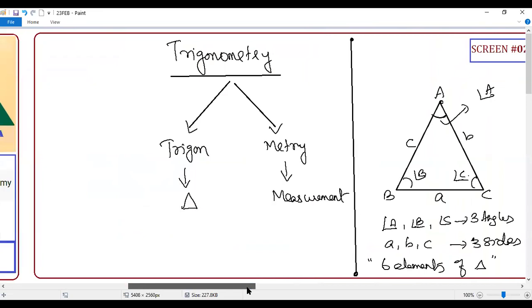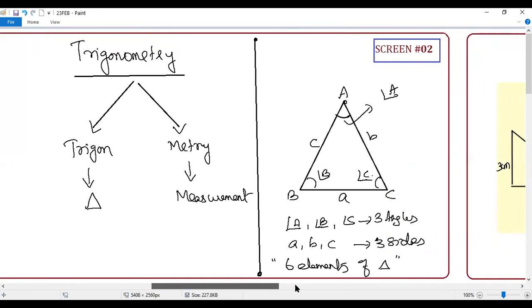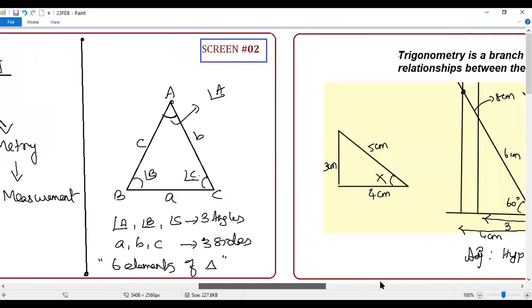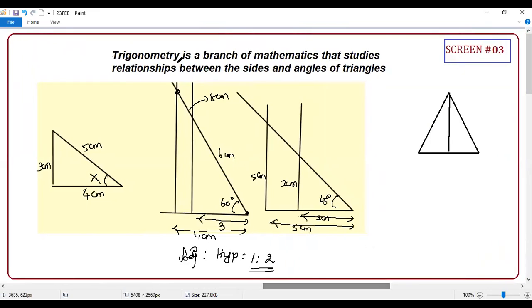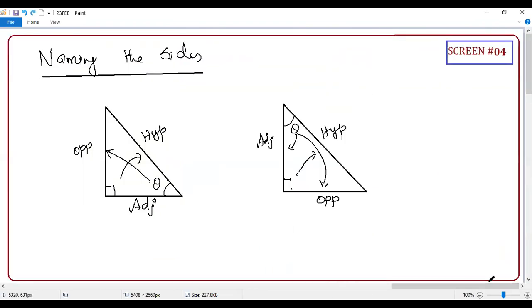So you see here how we started: what is trigonometry, and we cited the 6 elements of a triangle, and we understand that there is a magic between sides and angles. So trigonometry is all about studying the relationship between sides and angles. Clear? And how to name the sides.